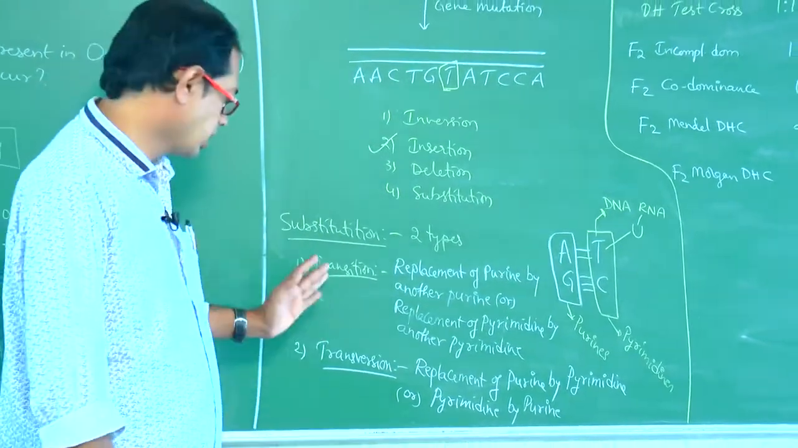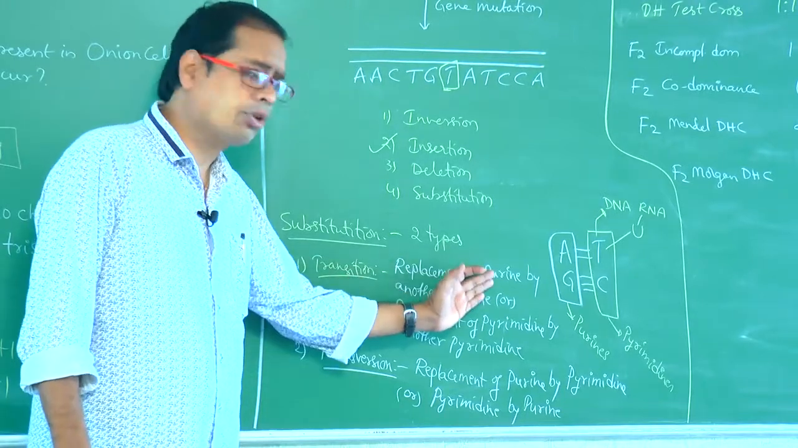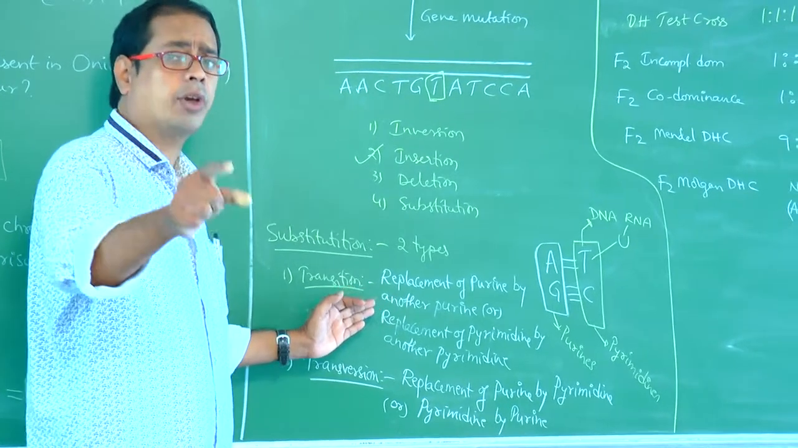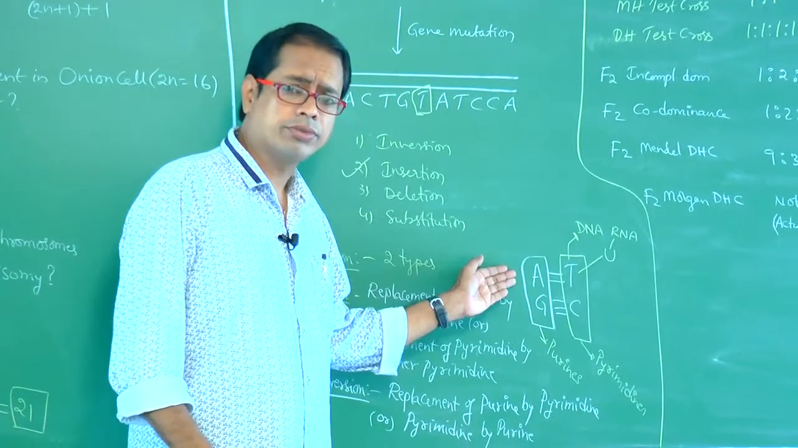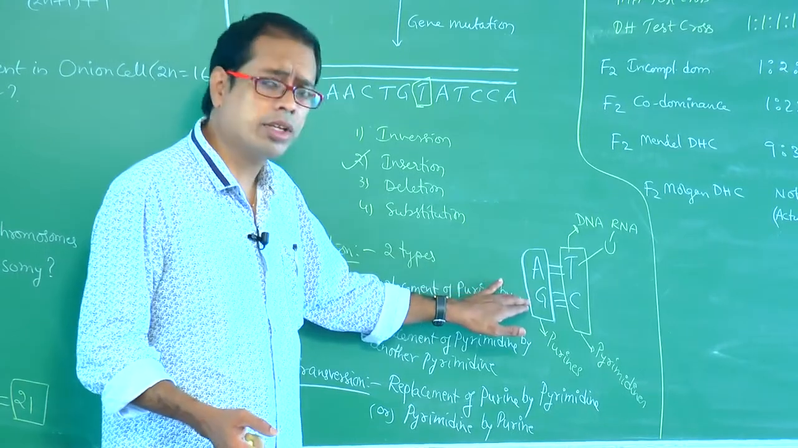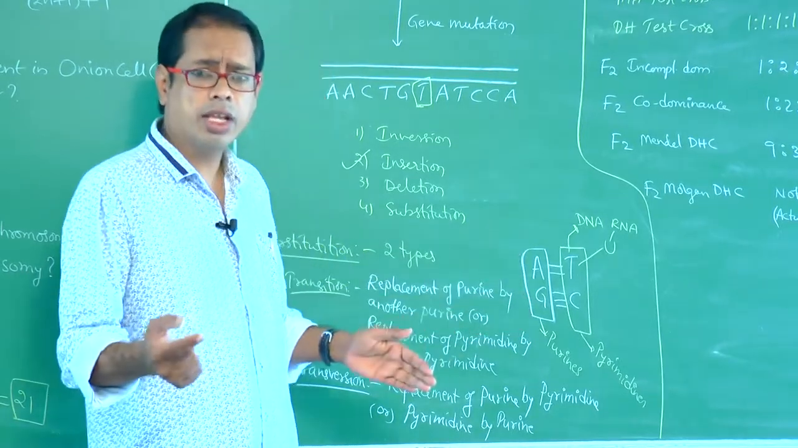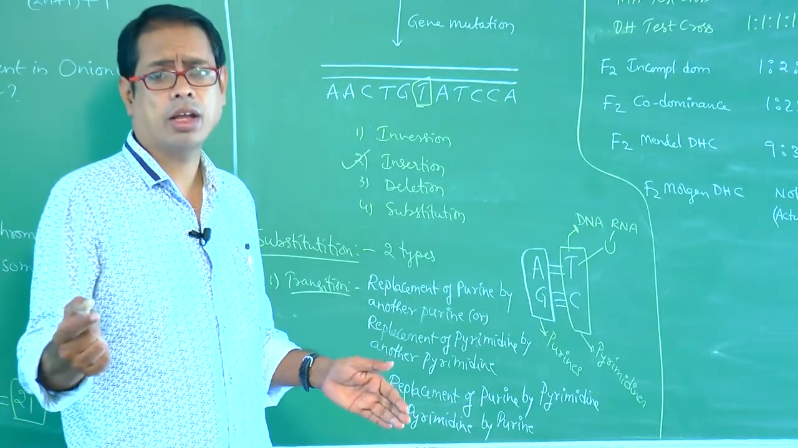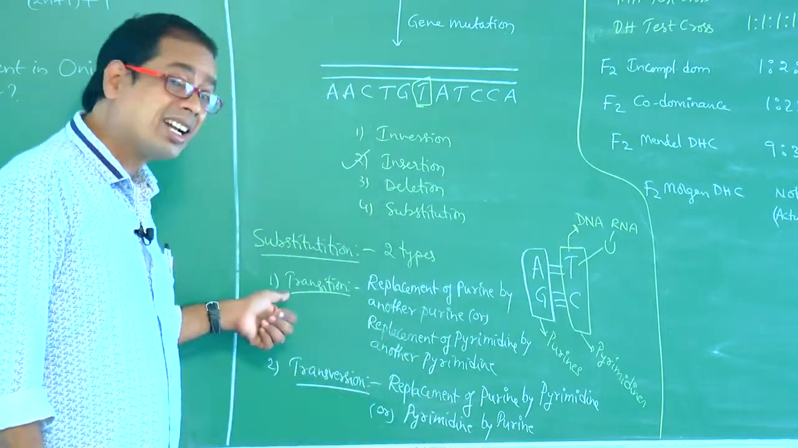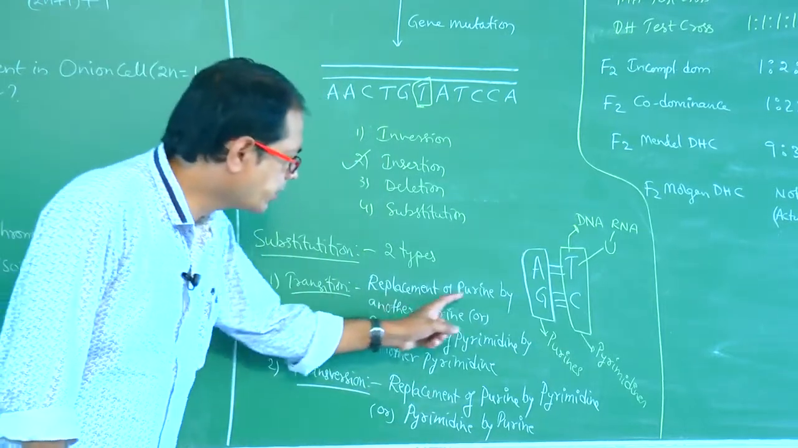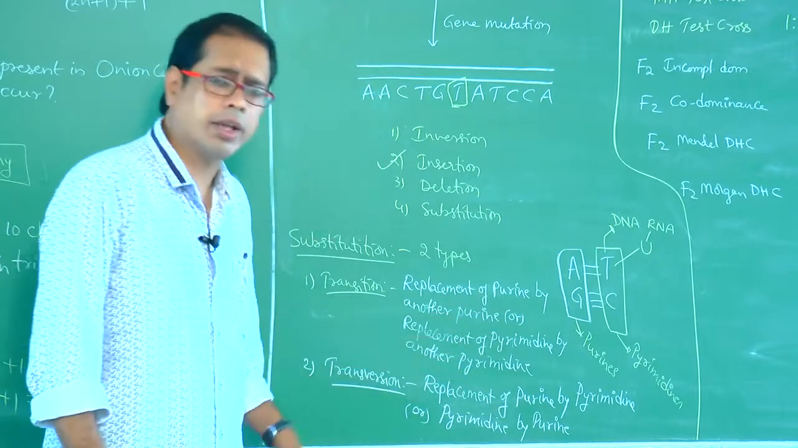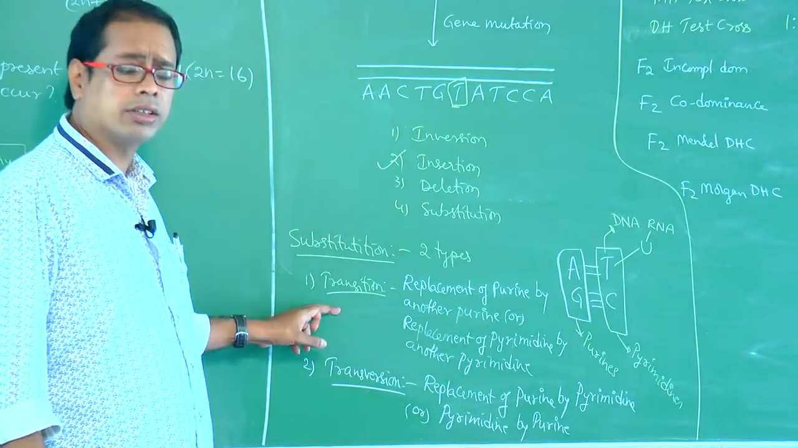Transition. Replacement of purine by another purine. That is, if A is lost, what will be added? Purine, G is added. If G is deleted, A is added. That is, replacement of purine by another purine or replacement of pyrimidine by another pyrimidine is called transition.